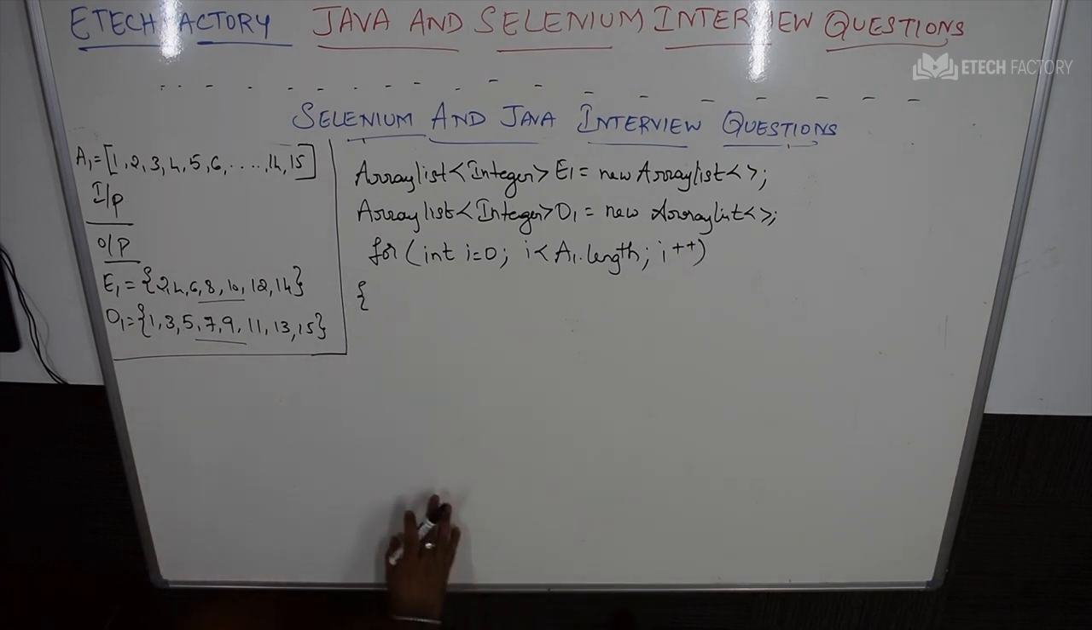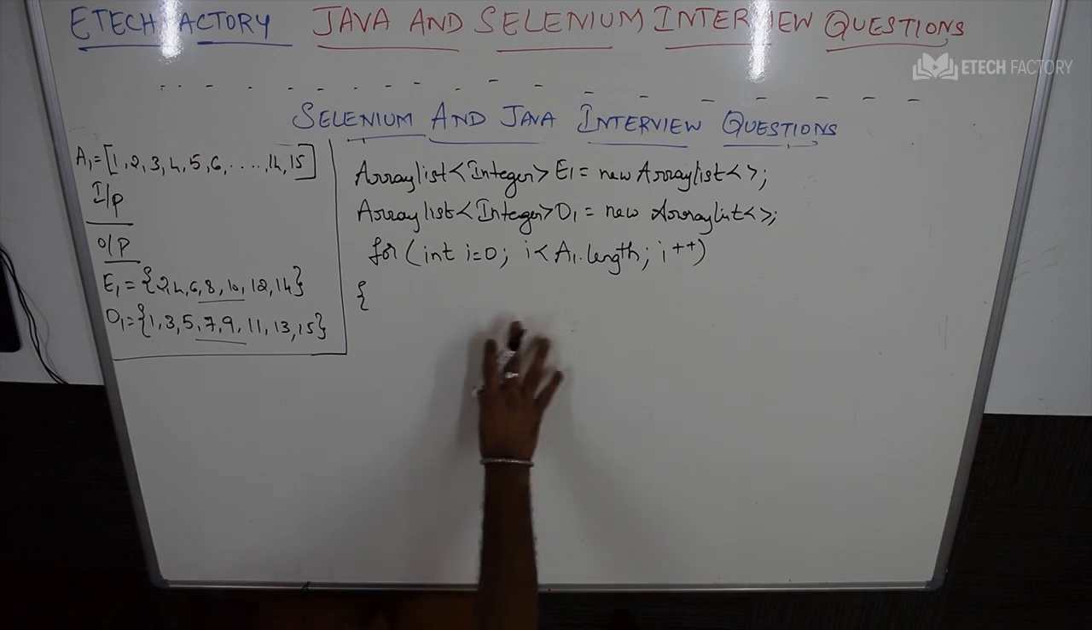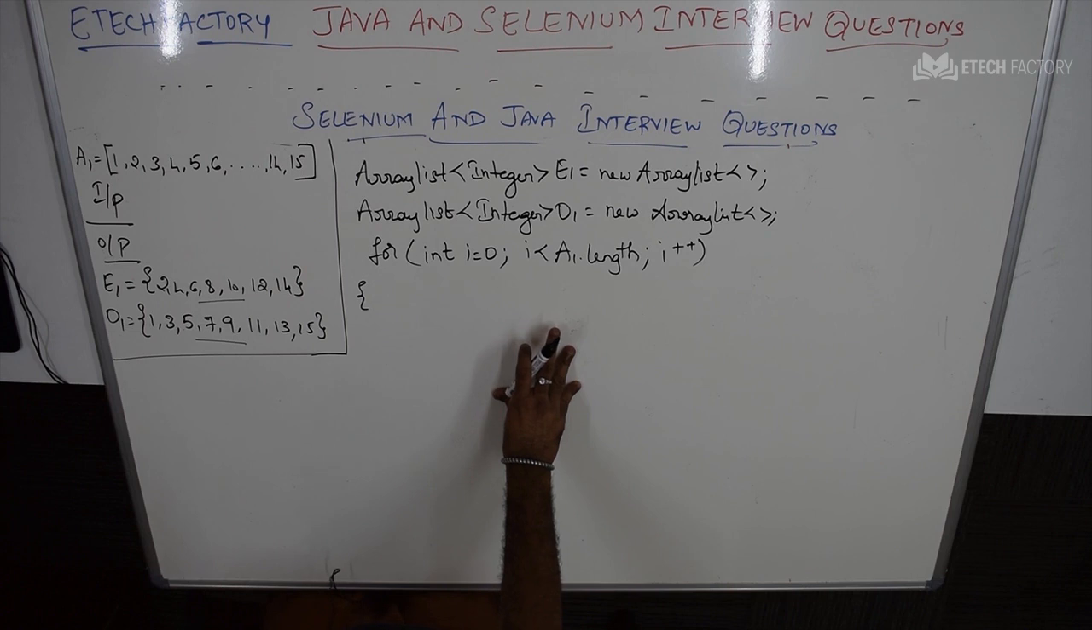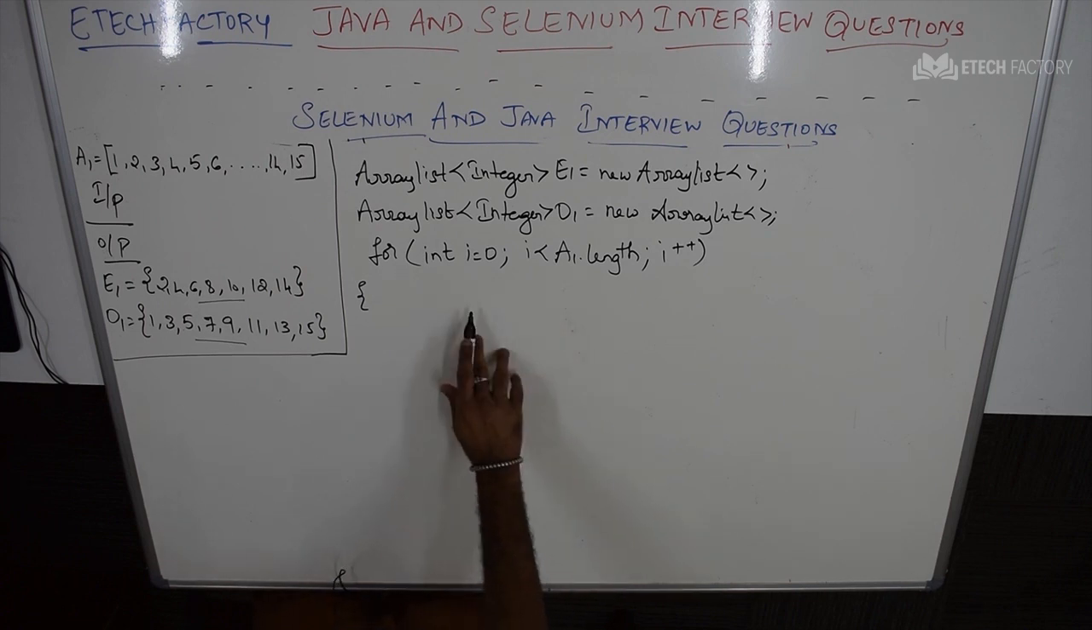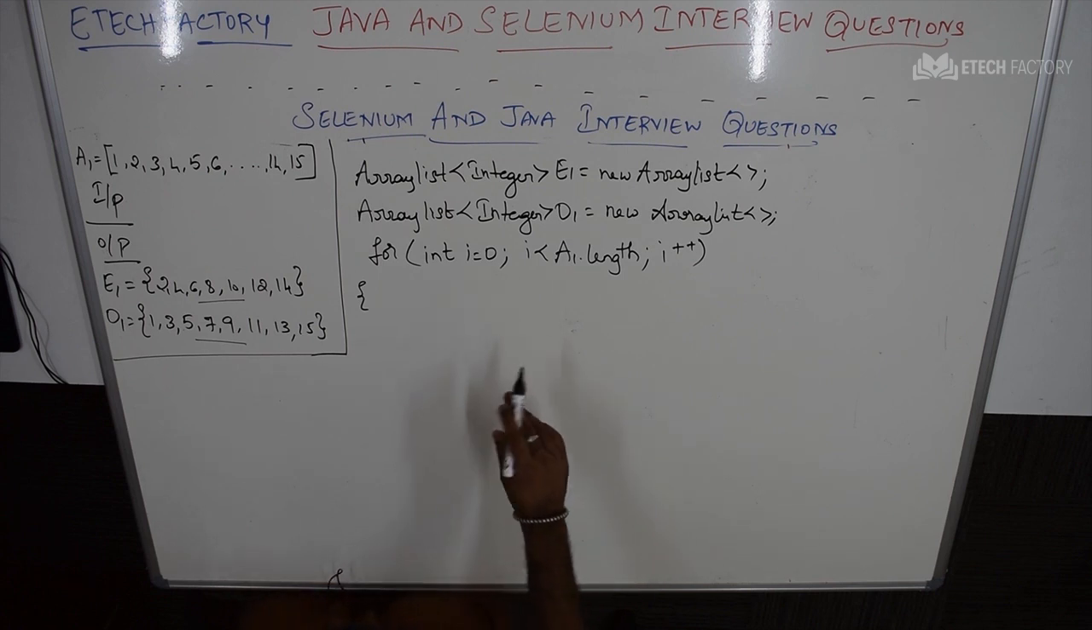And now what is the logic to identify whether a number is even or not? We are supposed to divide it by 2 and check the remainder. If the remainder is equal to 0, then that is an even number. If it is not equal to 0, that's going to be an odd number.